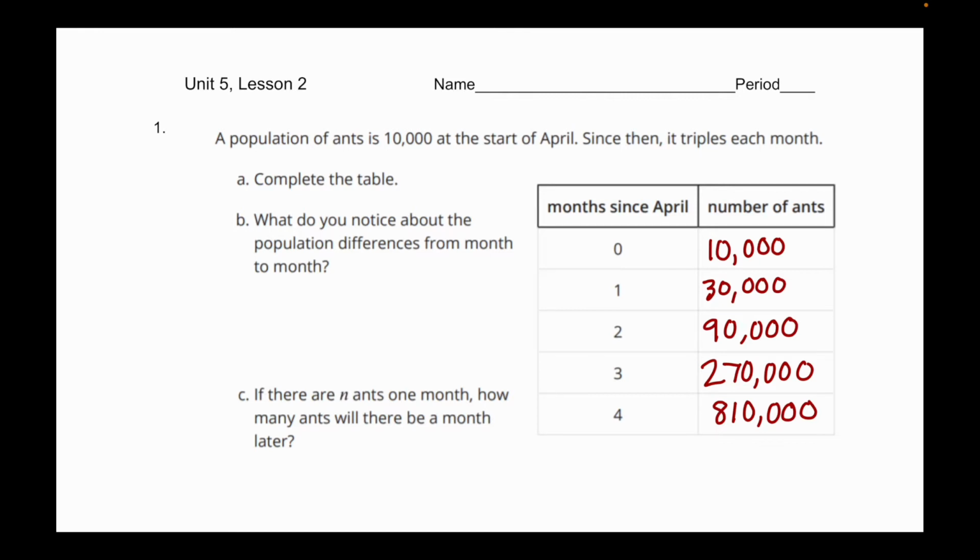So what do you notice about the population differences from month to month? I'm going to say it is growing by a larger amount each time. Meaning that in the first place, it only grew by 20,000, but then it grows by 60,000 between these two. And it's going to grow even more as it keeps going.